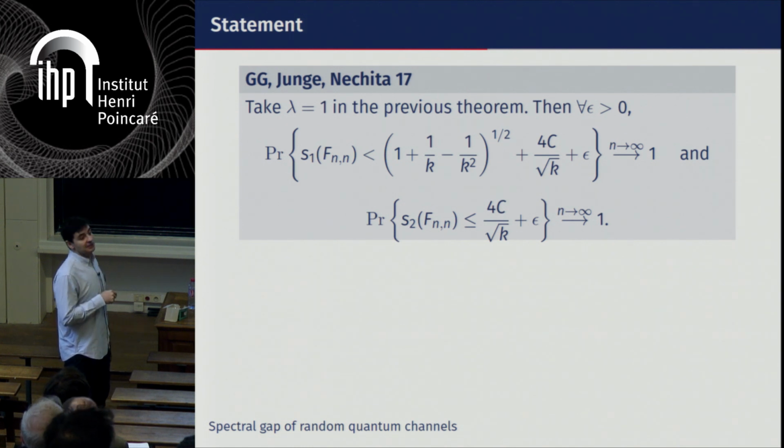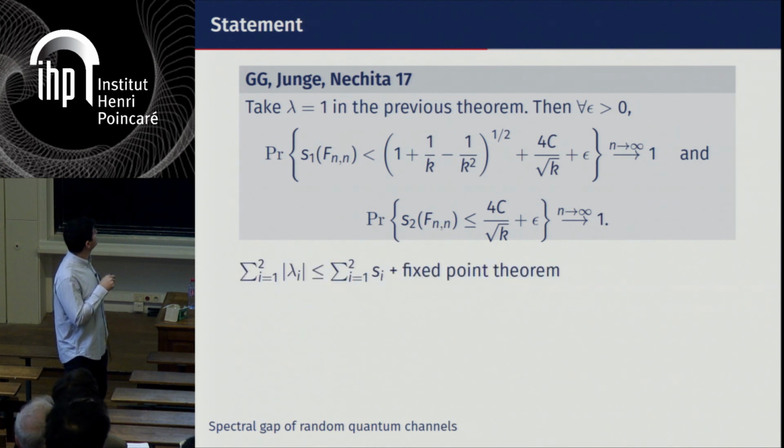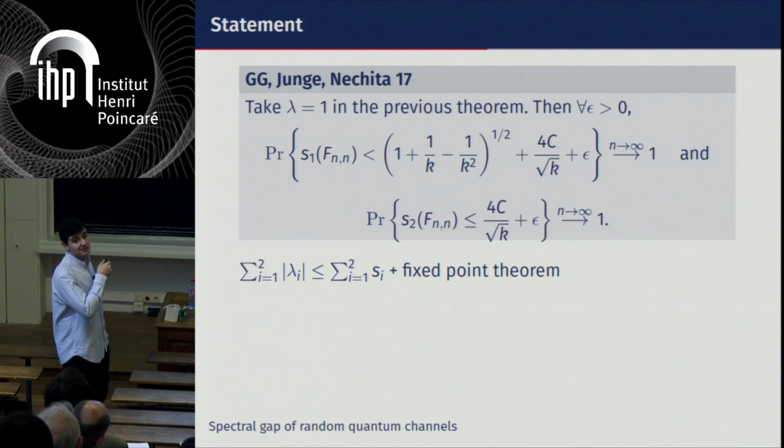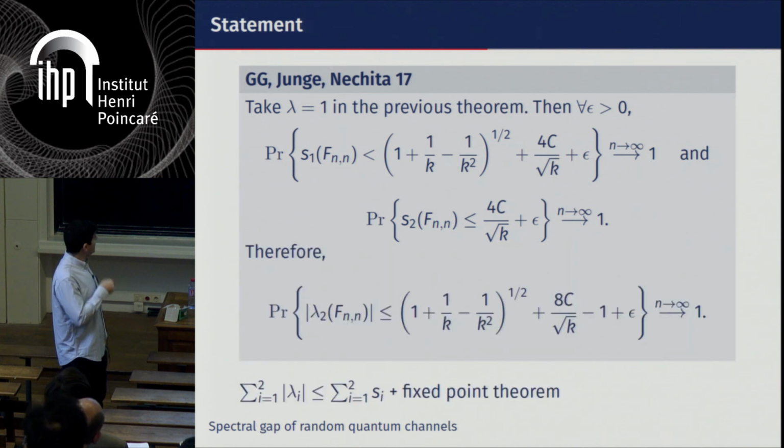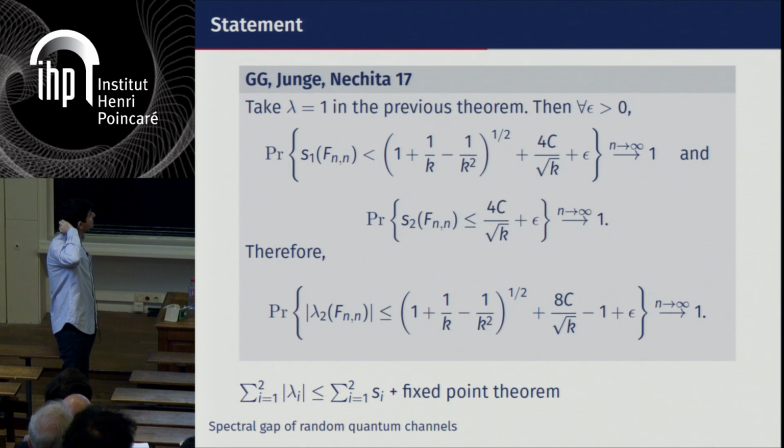So for k big but finite, we can prove the difference between eigenvalues. How? Using Weyl's theorem, the sum of the moduli of the eigenvalues is less than or equal to the sum of the singular values, and I have upper bounds for the first two singular values, and I have that my first eigenvalue is 1 because we have a fixed point theorem. So then I have this estimate for the modulus of the second eigenvalue.